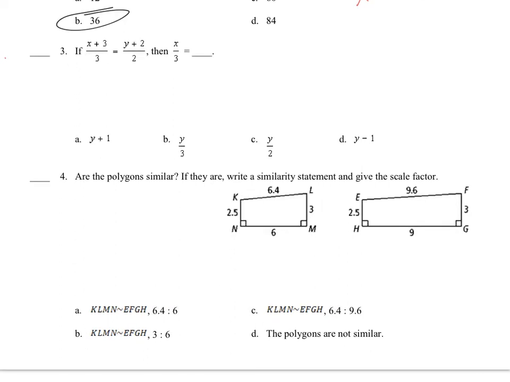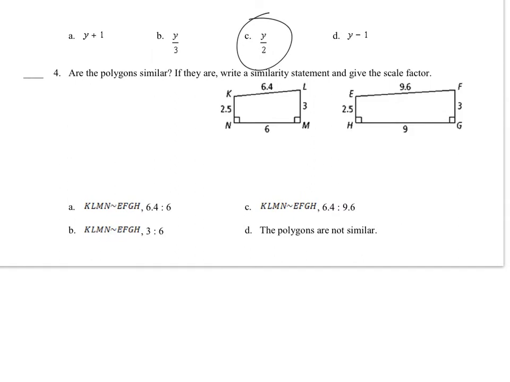Question 3. So looking at this proportion first to help me. It's saying I did x plus 3 over 3. So I did the bottom plus the top over the bottom. Same thing here. So this ratio would be the same thing as if I do not have the 3 right up here. So this would be the same thing as y over 2. Because I got rid of the bottom portion. So if you get rid of the bottom portion, it would just be C.